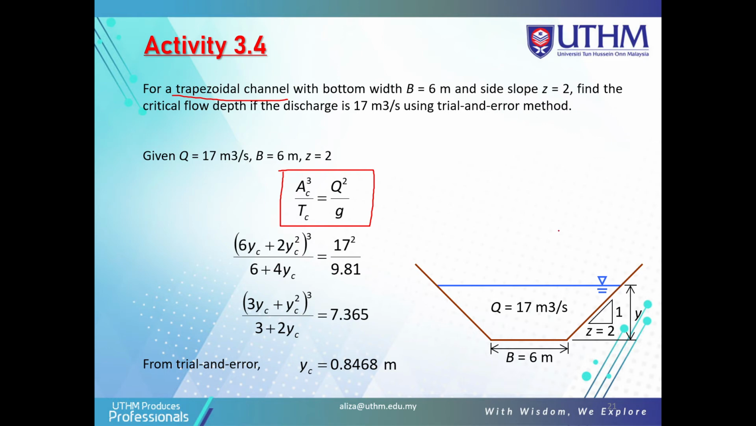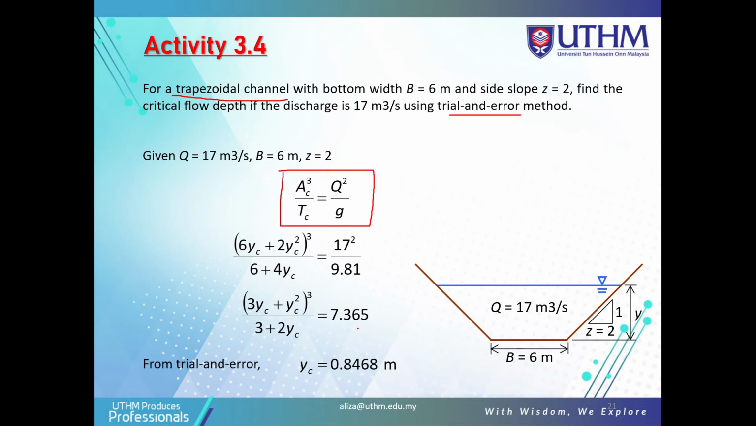So you must find the area of this trapezoidal. You must find the T of this trapezoidal. So you must refer to the formula for this trapezoidal. You must refer to chapter 1, the table for the other all section. Now you just put it here to get the YC, using the try and error method, until you get YC is 0.8468.